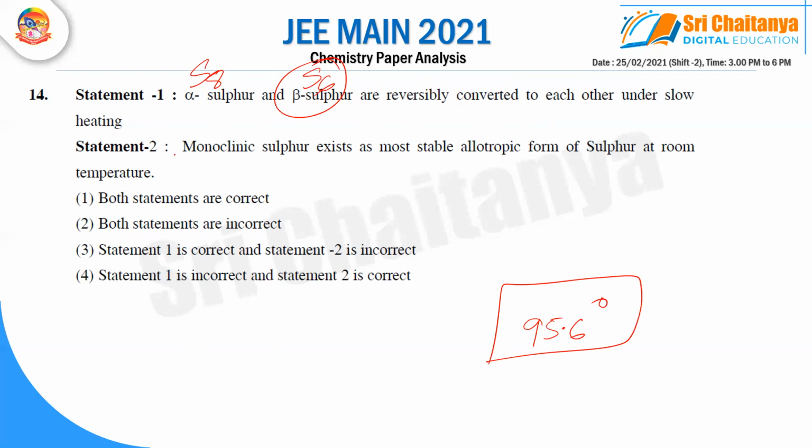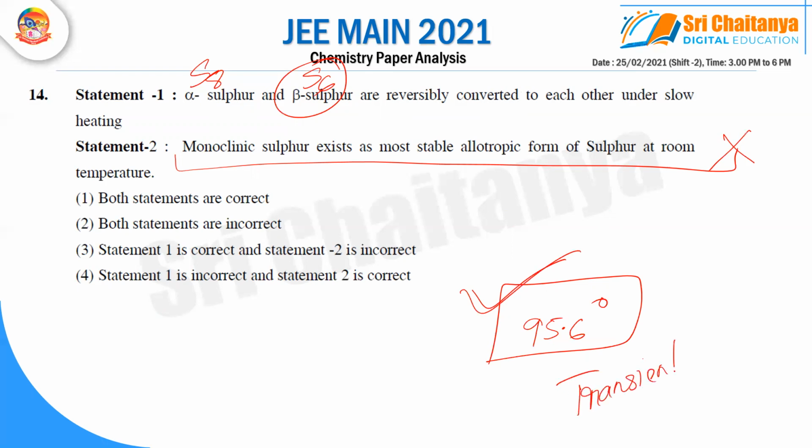So statement 2 is clearly incorrect. Monoclinic sulfur exists at room temperature? No, it exists above this particular temperature. So this is a wrong statement. Alpha sulfur and beta sulfur can be converted to each other under slow heating? No, they cannot be converted to each other under slow heating, only at that particular temperature. This temperature is also called transition temperature. So this statement is also false, and we arrive at option number 2. Both the statements are incorrect.